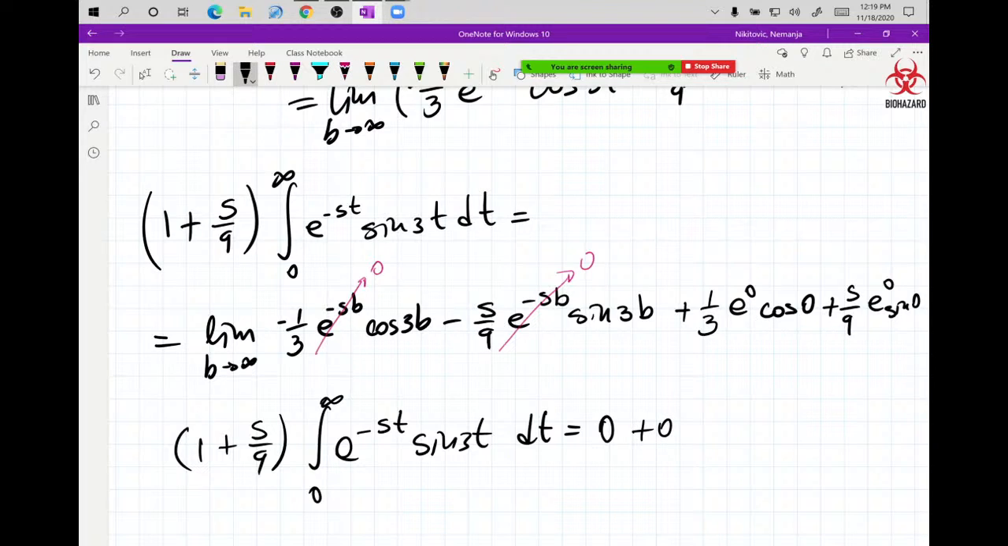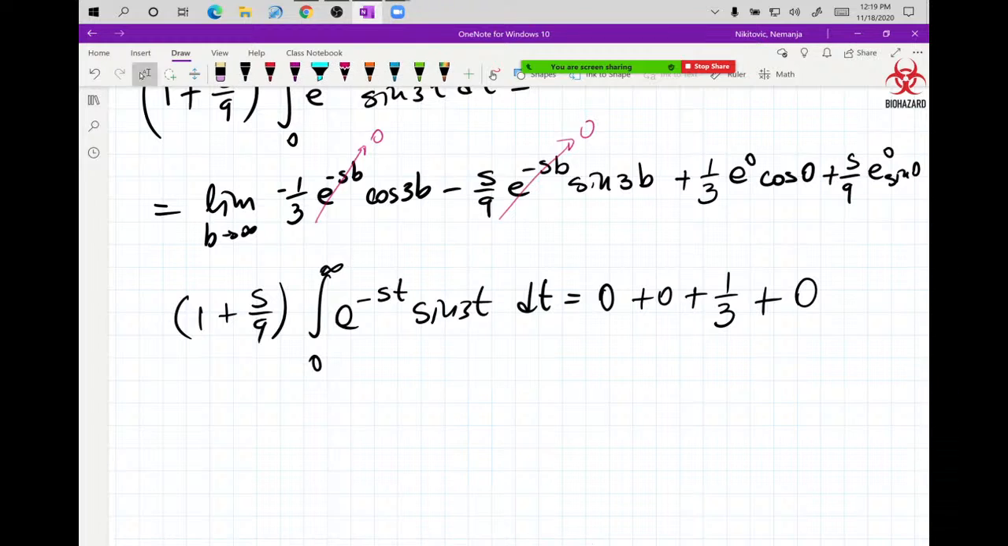And now this term over here is 1/3, because you have e to the 0 and cosine of 0, and then plus 0 over here because sine of 0 is 0.